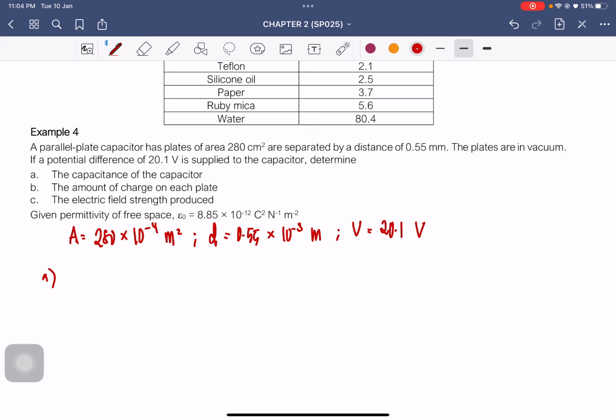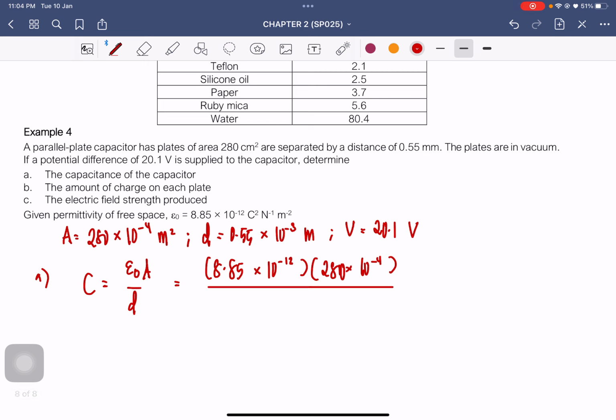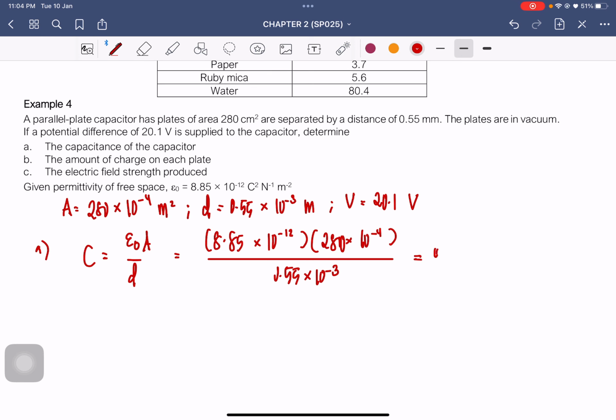Okay. So the capacitance of the capacitor is very straightforward. This is a parallel plate capacitor in air or in vacuum. So C is equal to epsilon naught A over d. Now we know that this is 8.85 times 10 negative 12. Area is 280 times 10 negative 4. So this is over the plate separation, which is 0.55 times 10 negative 3, which will give you 4.51 times 10 negative 10 farad. Okay, so that is the capacitance of the capacitor.